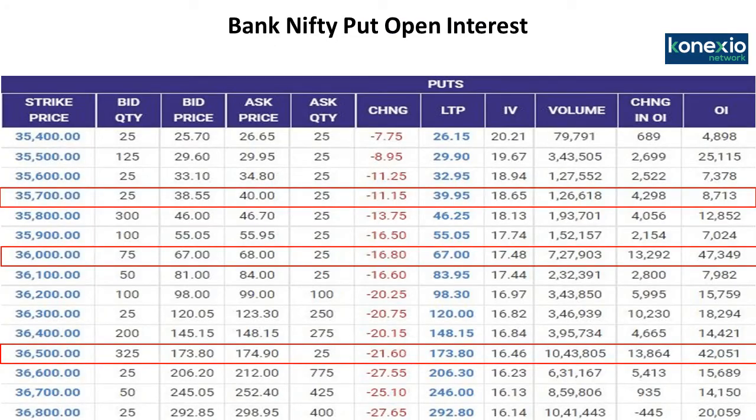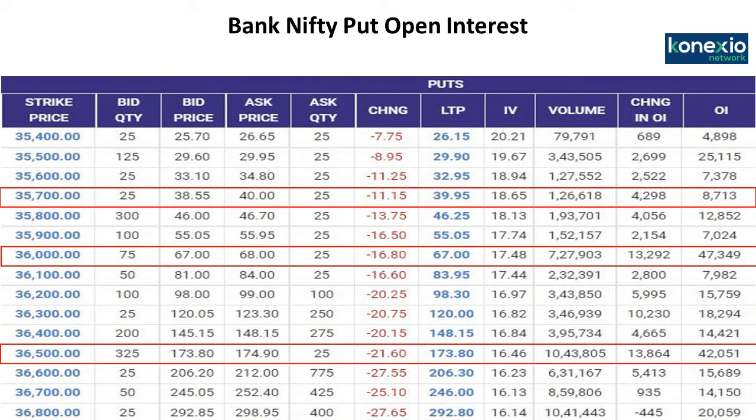So now let us discuss Bank Nifty puts. In Bank Nifty puts, the rise in the open interest was seen in 36,500 puts. You can clearly see on the screen. Then 36,000 puts, then 35,700 puts. Here also you can clearly see that there has been a rise in the open interest. There has been a drop in the options premium. Again, there has been a rise in the implied volatility.